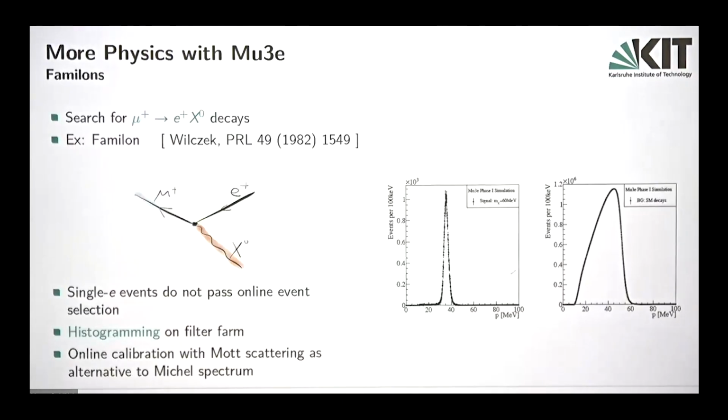And finally, what we call the Fermilon search, mu2eX, could be a Fermilon, could be another particle. It's single electron events which do not pass online event selection, so you have to do histogramming online on the filter farm. This means you have only short tracks, not the best momentum resolution, but this is how a peak of signal would look. This is the background. Again, nothing is peaking on the background, so you can do a bump search on this histogram.